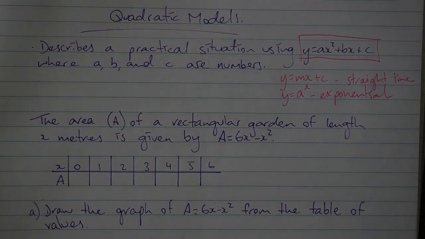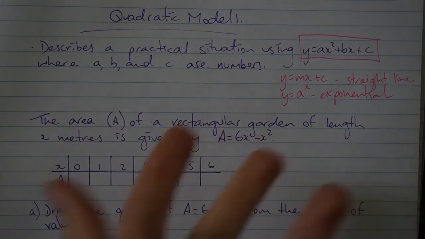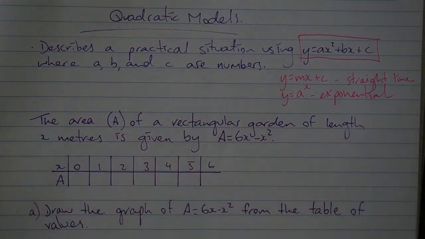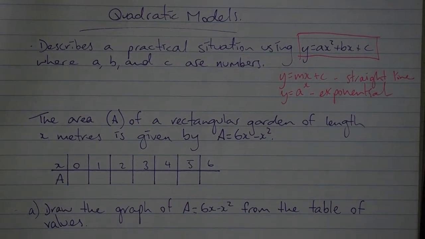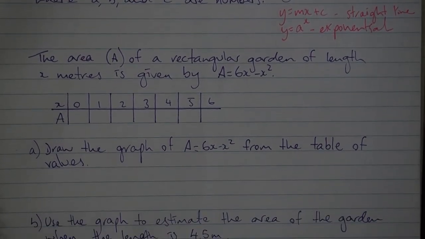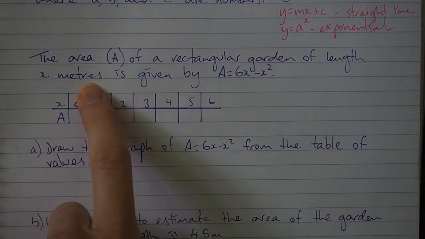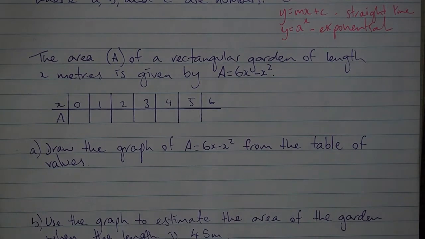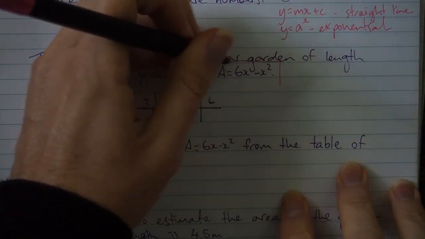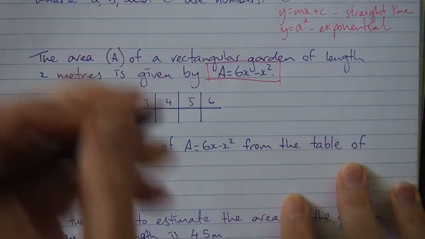Now, the most common application is going to be the maximum or minimum area of a particular thing. Quite often garden beds or fenced rectangles. So if we have a look at our example here, we've got the area A of a rectangular garden of length x meters is given by A equals 6x minus x squared. So that is the equation that we're working with today in this example.